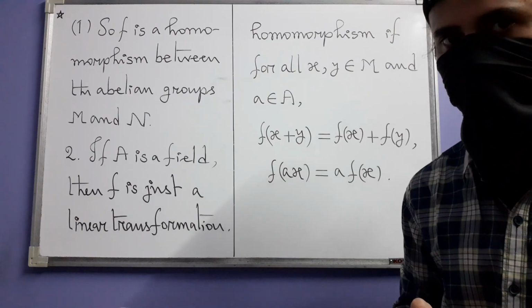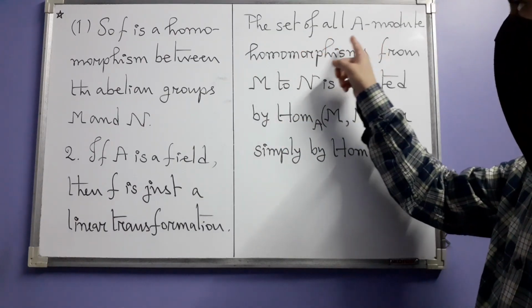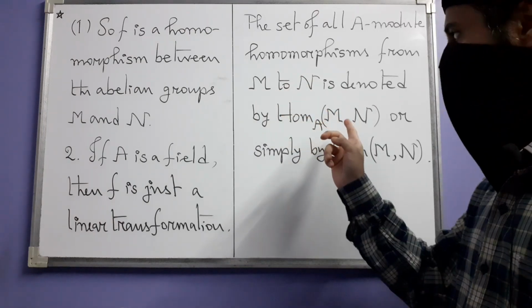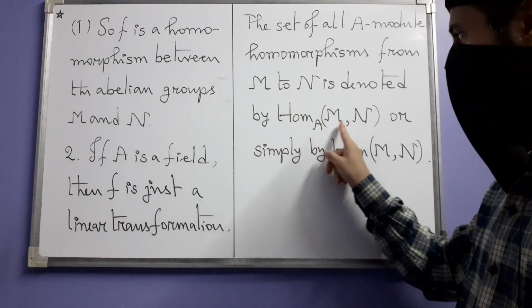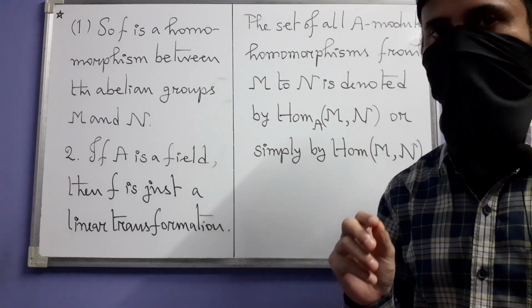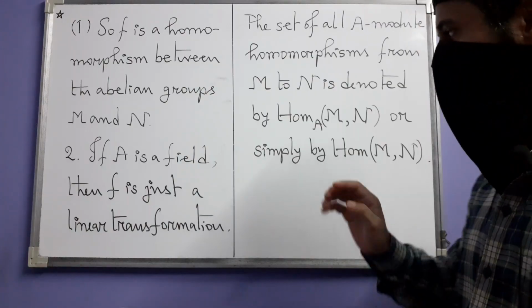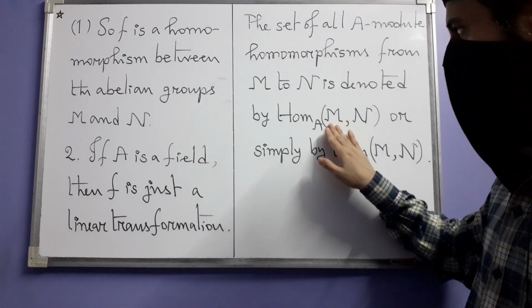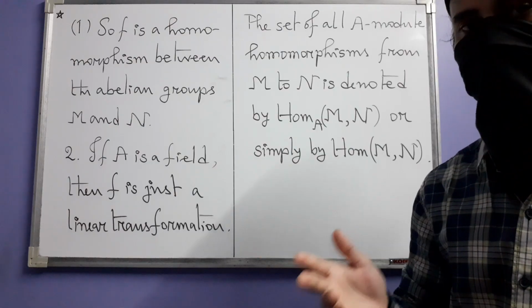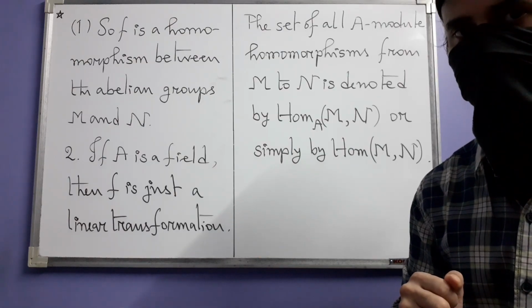The set of all A module homomorphisms from M into N is denoted by this notation, hom suffix A of M comma N, or simply by hom of M comma N if it's understood what the ring A is. Do you see the similarity between this one and Herstein's notation, where we studied algebra of linear transformations?